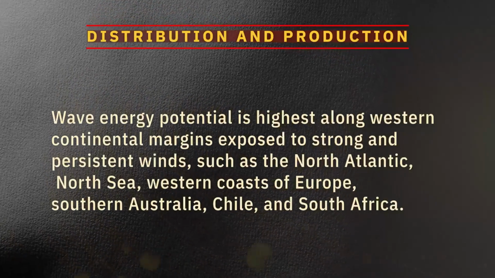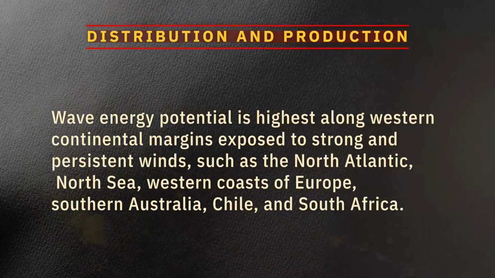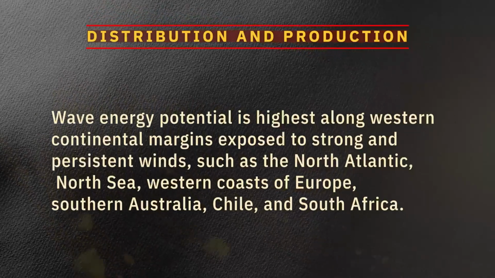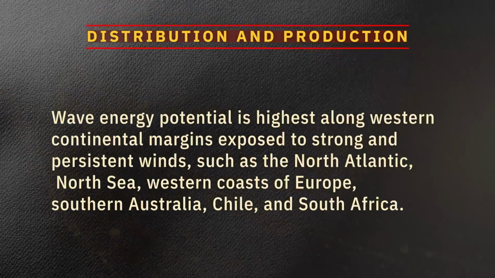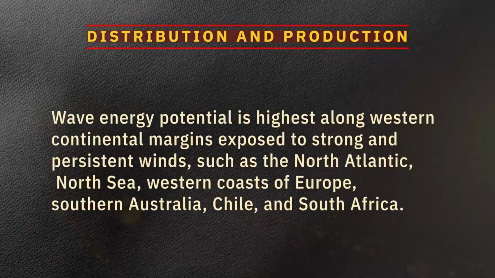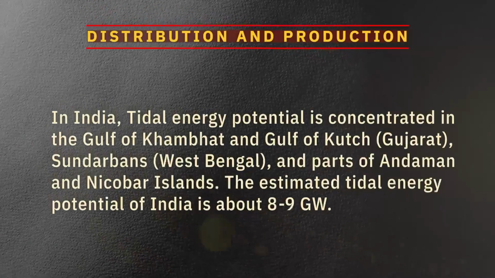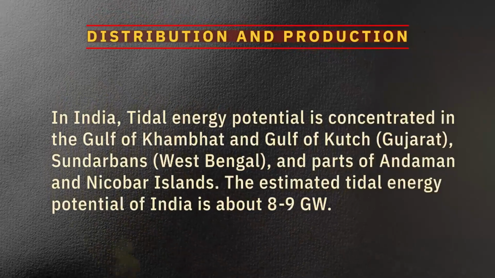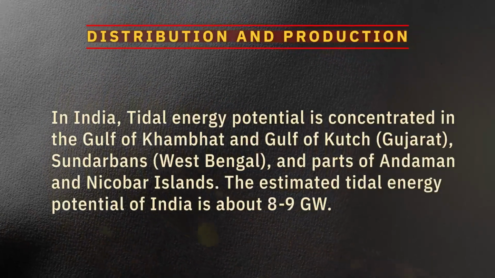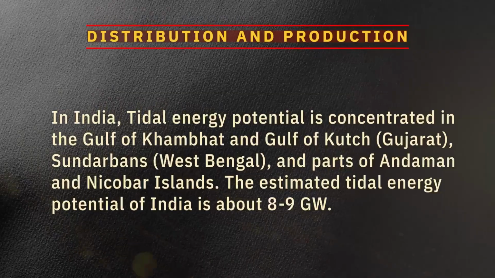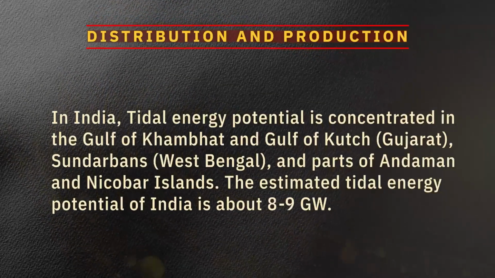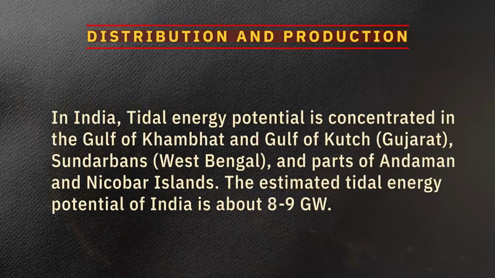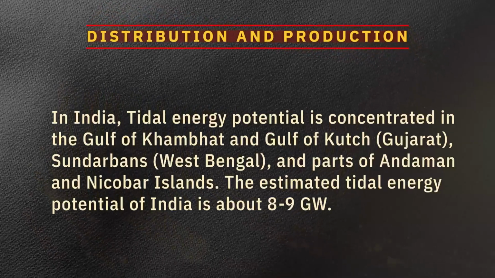The distribution and production of ocean energy worldwide can be seen persistently in those continental margins which are exposed to strong and persistent winds, like the North Atlantic, North Sea, western coast of Europe, southern Australia, Chile, and South Africa. The global theoretical wave energy potential is 2 to 3 terawatts. In India, tidal energy potential is concentrated in the Gulf of Khambat and Gulf of Kutch of Gujarat, Sundarbans in West Bengal, and parts of Andaman and Nicobar Islands. The estimated tidal energy potential of India is about 8 to 9 gigawatts.